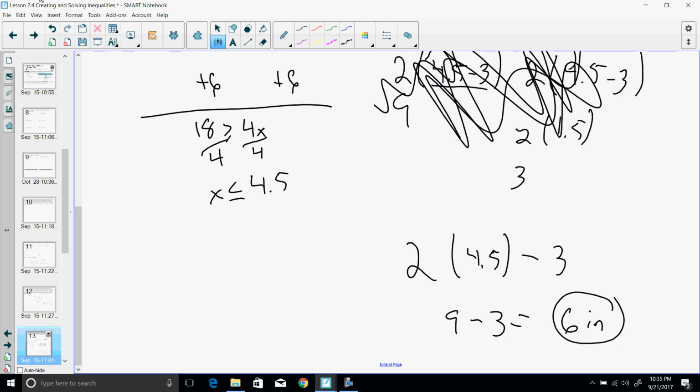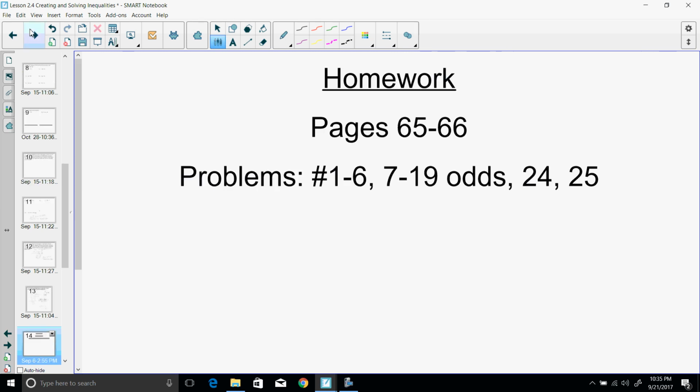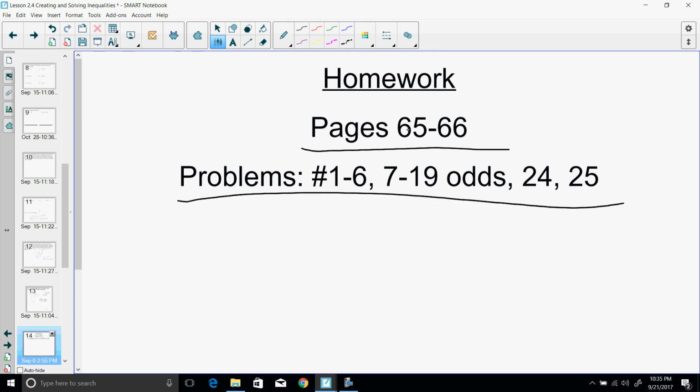Again, if you need to stop, pause, go back, please do. At this point, it is Friday, and you guys have the weekend to work on this homework assignment. So you have pages 65 through 66, numbers 1 through 6, 7 through 19. Only do the odds. And then 24 through 25.